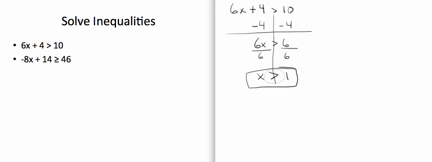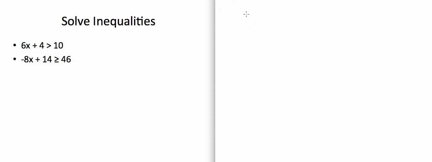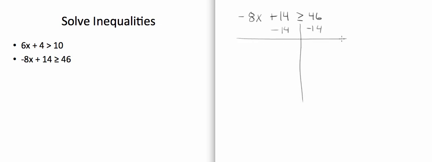Now the only thing that's different when we're solving inequalities is this next example. So we have 8x plus 14 greater than or equal to 46. Draw down my line. This stays the same, minus 14 on each side. So we get negative 8x is greater than or equal to 32. Now what happens here is we divide by a negative 8. We divide by a negative 8. This gives us an answer of negative 4.